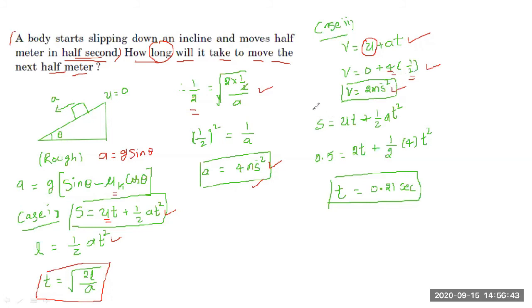2 meter per second. Again, friends, make use of s is equal to ut plus half at square, right? And according to the problem, again half meter is given, so substitute that, and this 2 meter per second, students, will become the initial velocity in case 2. So 2 into t plus half, a is 4, because it is uniform motion, uniform acceleration. Okay, and on simplifying this, you are going to get t is equal to 0.21 seconds.